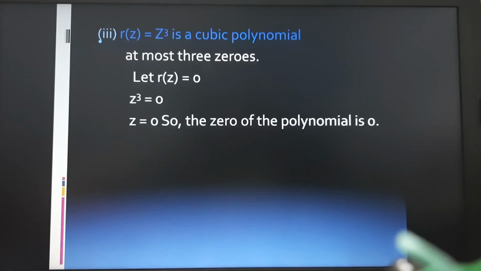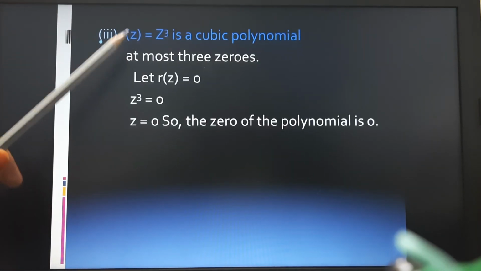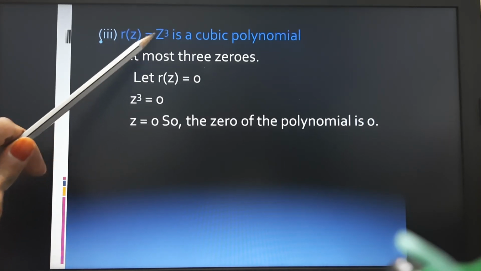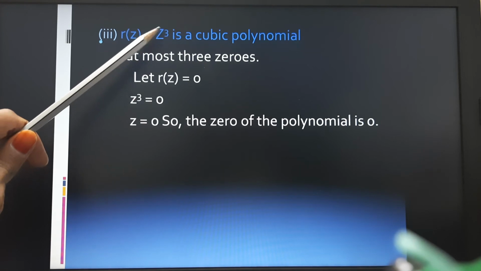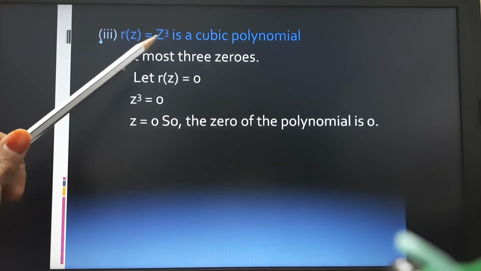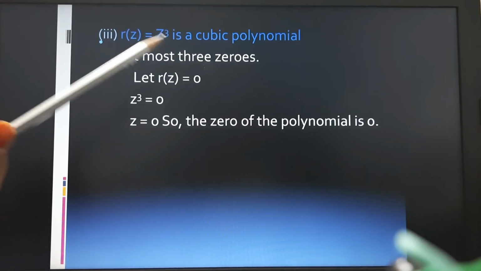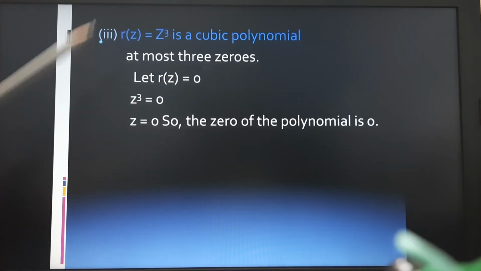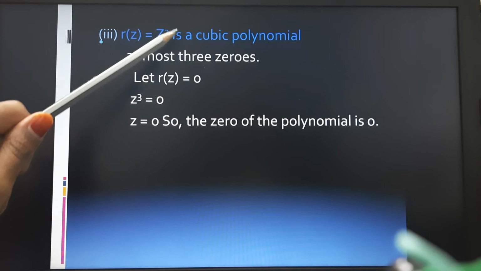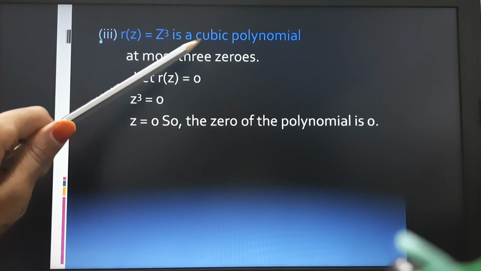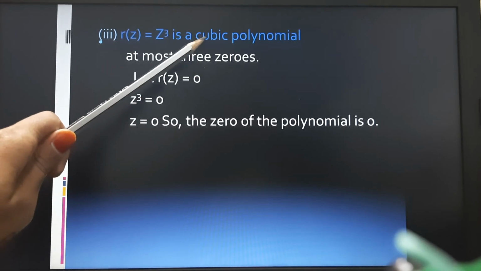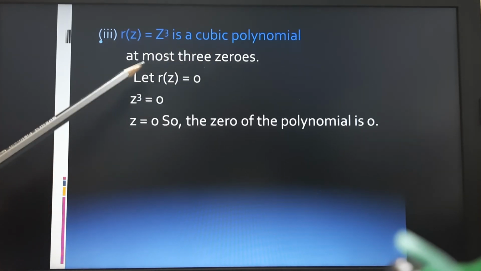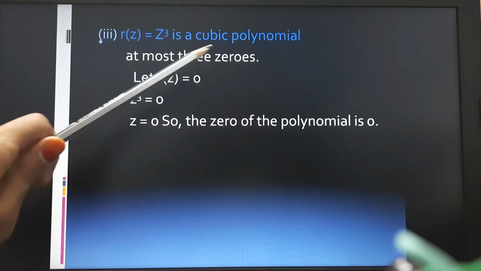Okay, we'll see another. Here we have r of z is equal to z cube. This is a polynomial in variable z. Did you observe z cube? Z cube is a cubic polynomial. Why? Because the degree is 3. So this is a cubic polynomial. For a cubic polynomial, we can have at most 3 zeros.